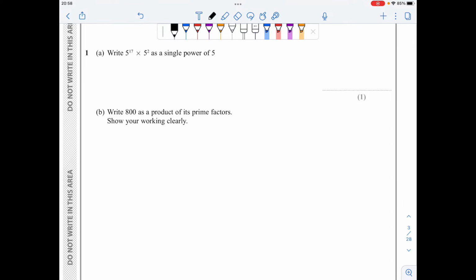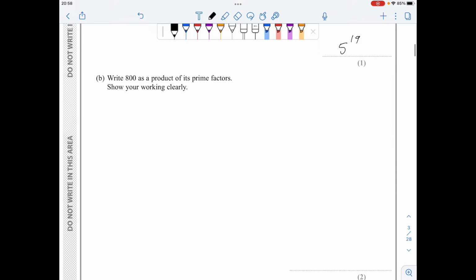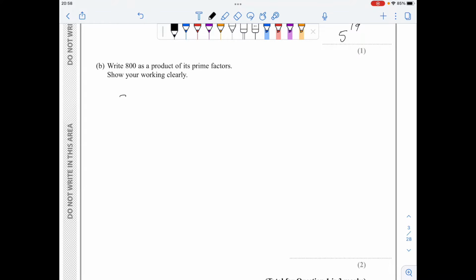For part A of question 1, I will add the two powers. So I have 5 to the power of 19. And then for part B, I will do division.